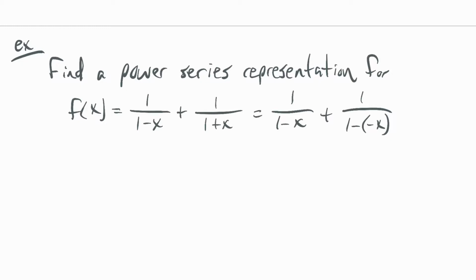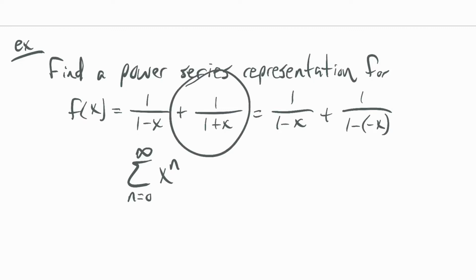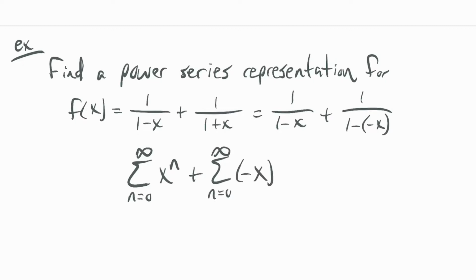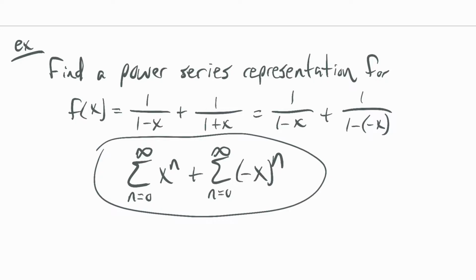I know that this function is represented by the sum as n goes from 0 to infinity of x to the n power. So if I add to that the modified version, plus the sum as n goes from 0 to infinity of negative x to the n power, that's forming the composite, okay? I know that this is a power series that converges on whatever interval they both converge on.